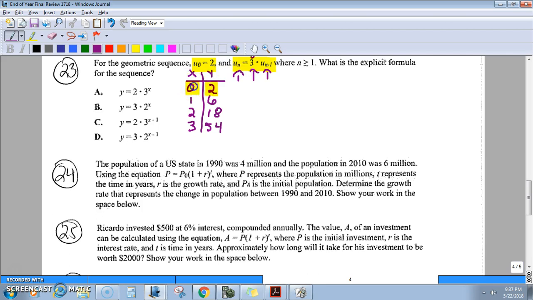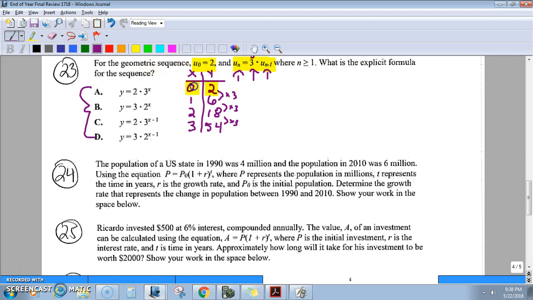Okay, so if my first value 0 is 2, then my first, in air quotes, value would be that number times 3. So 2 times 3 is 6, and 6 times 3 is 18, and 18 times 3 is 54, if my mental math is correct. So we're just trying to match this up with one of these equations over here.